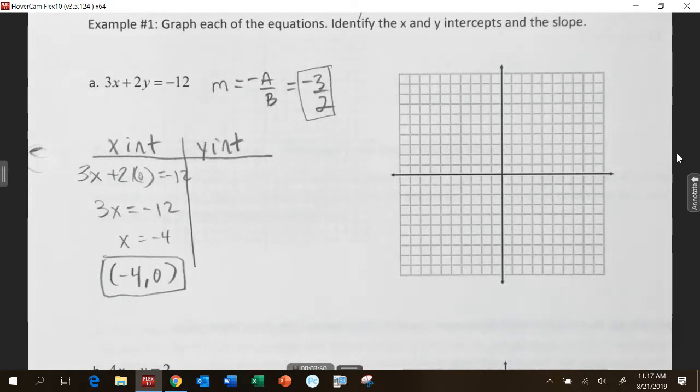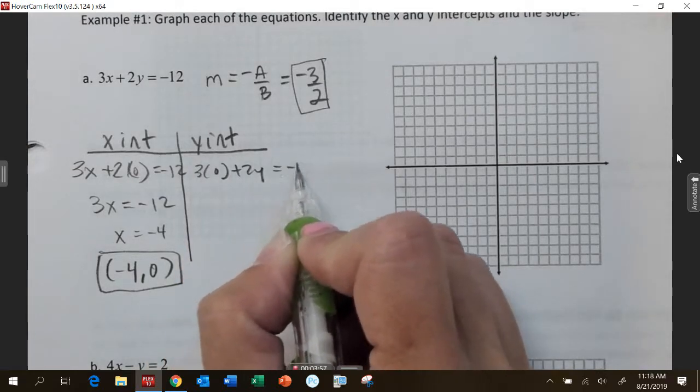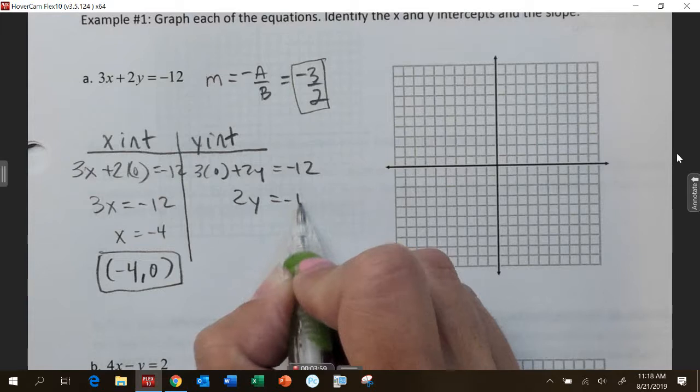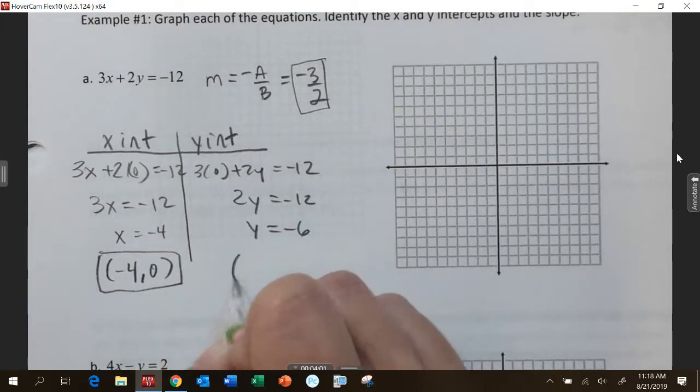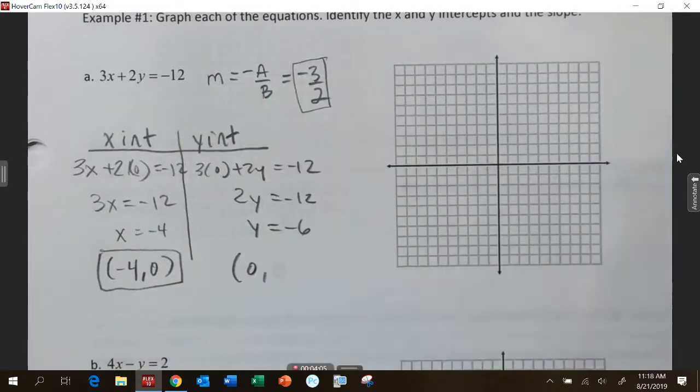To find the y-intercept, we plug in 0 for x. So 3 times 0 plus 2y equals negative 12. So 2y is negative 12. So y is negative 6. Ordered pair 0, negative 6.